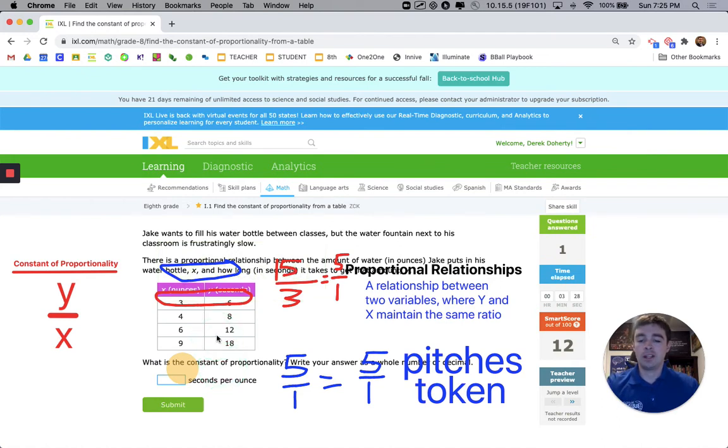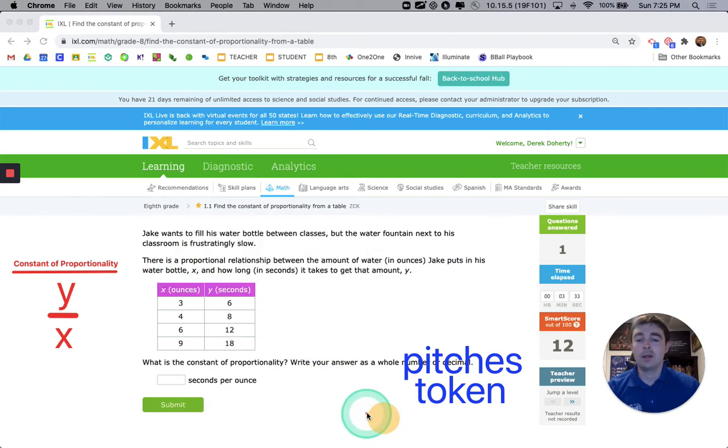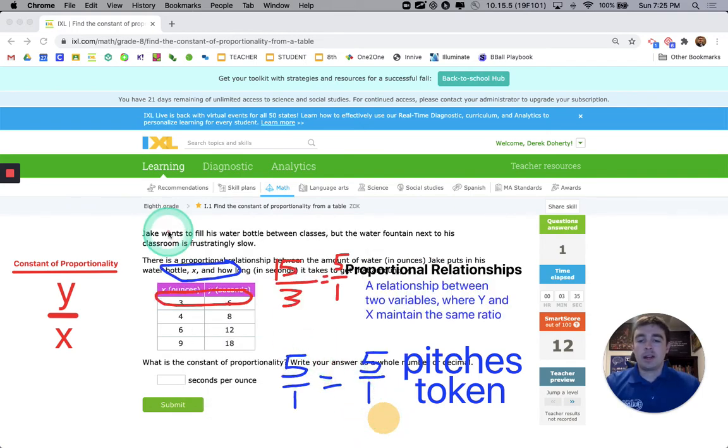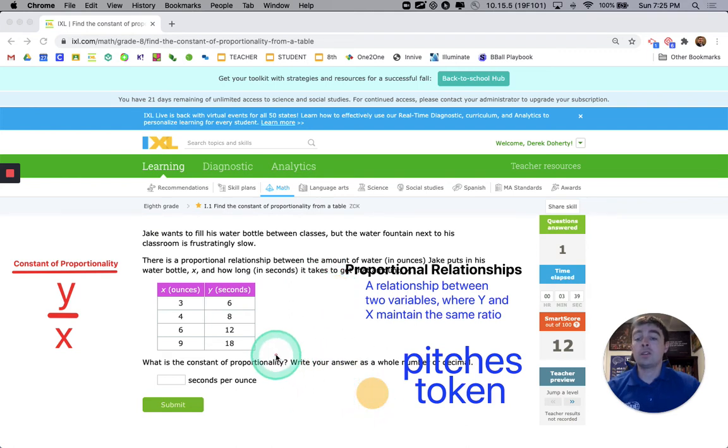You're going to give me a second here to clean up my screen, because there's a lot of mess there. Alright. And now this time, we're given a new relationship, but all of these in I.1 are going to be proportional tables where you just have to find this constant ratio of y over x. Now we have Jake, and Jake is filling water bottles between classes, but the water fountain's slow. So we see, hey, he gets 3 ounces of water from that fountain in 6 seconds, and it maintains the same ratio as we go through.